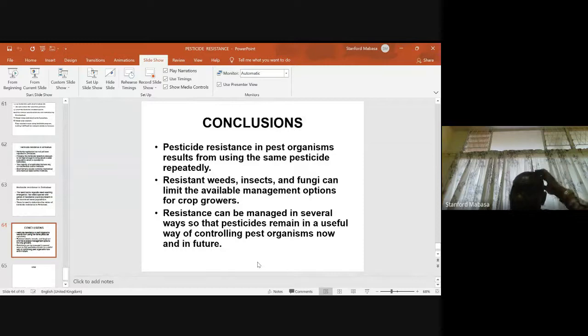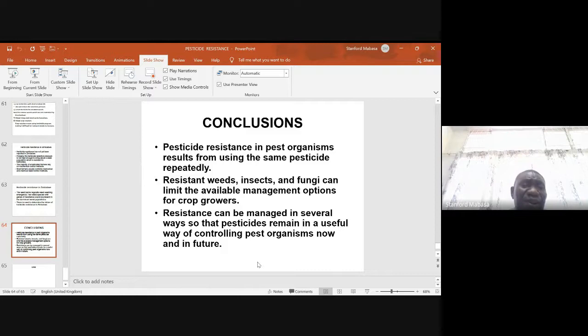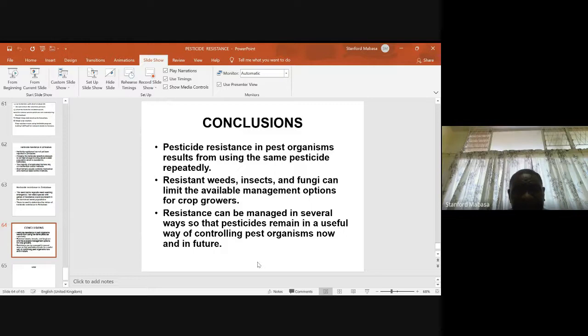So I would like to make some conclusions. Pesticide resistance in pest organisms results from using the same pesticide repeatedly. Resistant weeds, insects, and fungi can limit the available management options for crop growers. Resistance can be managed in several ways so that pesticides remain a useful way of controlling pest organisms now and in future.